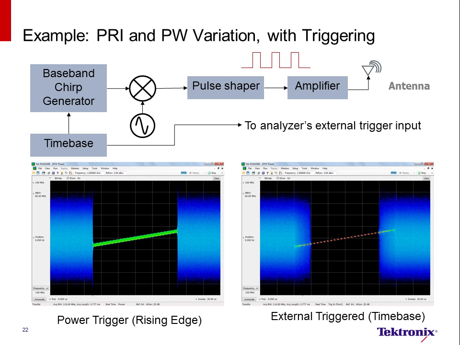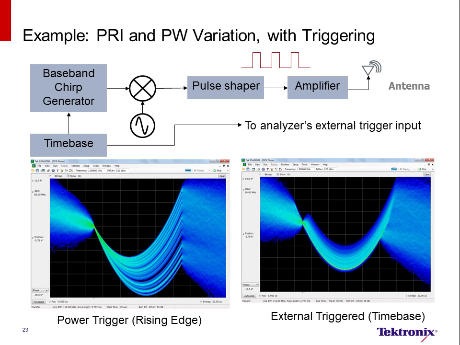The way an LFM chirp is sometimes made is the baseband chirp generator goes in through a mixer, and then you do the pulse shaping or the envelope shaping of the signal. So what this is starting to look like is that the baseband chirp generator is all right, but the pulse shaper is the thing that's jittering on us.